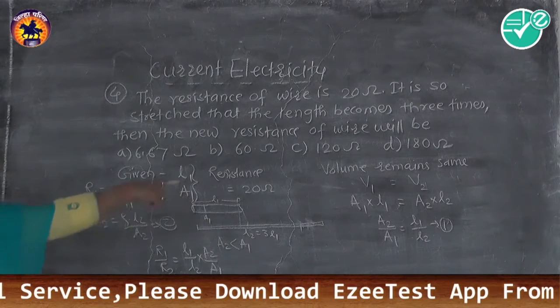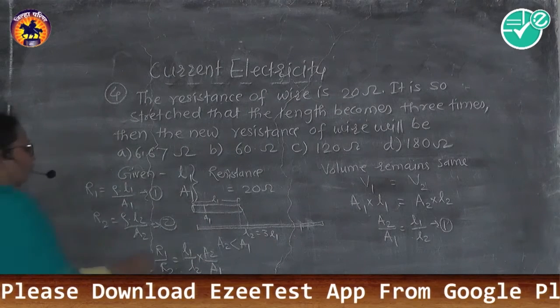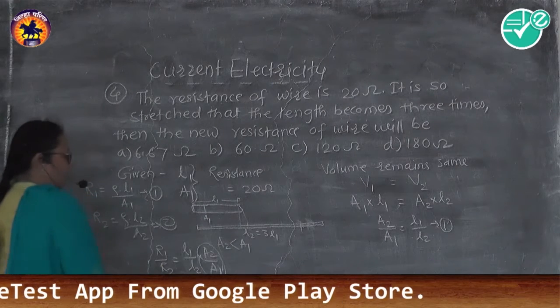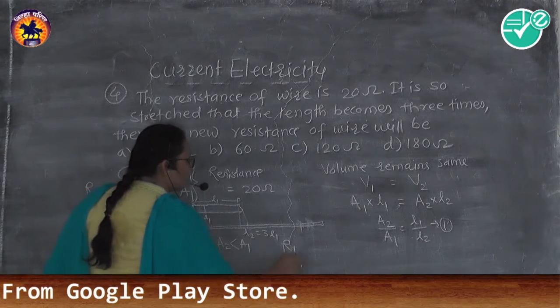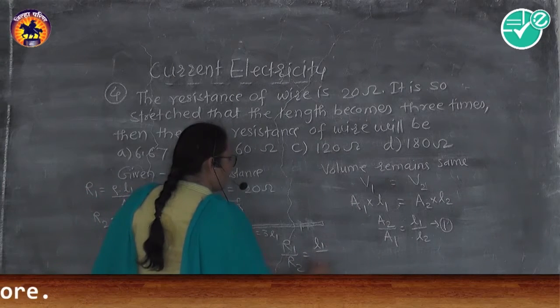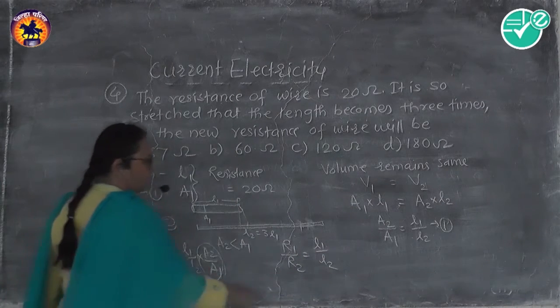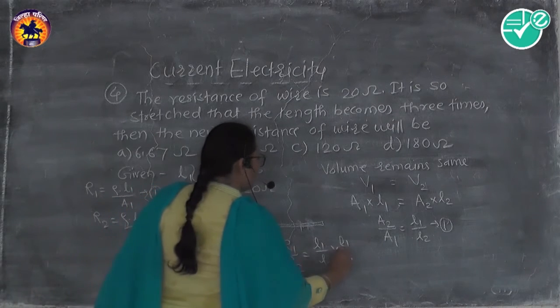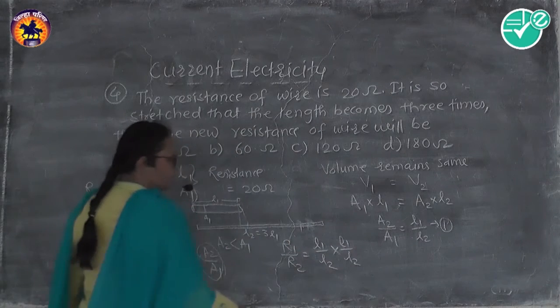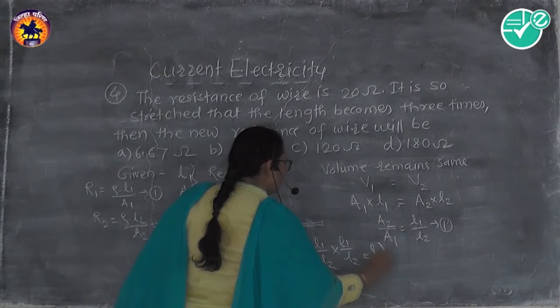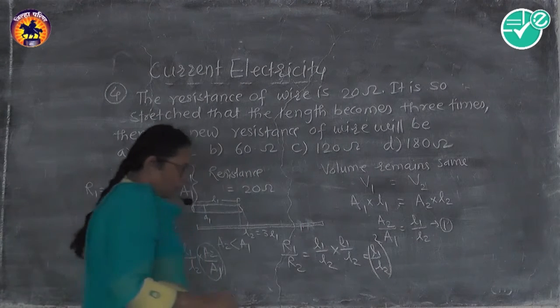But from equation 1 we know relation for A2 by A1 from that equation, and finally we can write this equation: R1 by R2 is equal to L1 by L2 as initially, into, place the value of A2 by A1, that is again L1 by L2. That means this is nothing but (L1 upon L2) whole square.